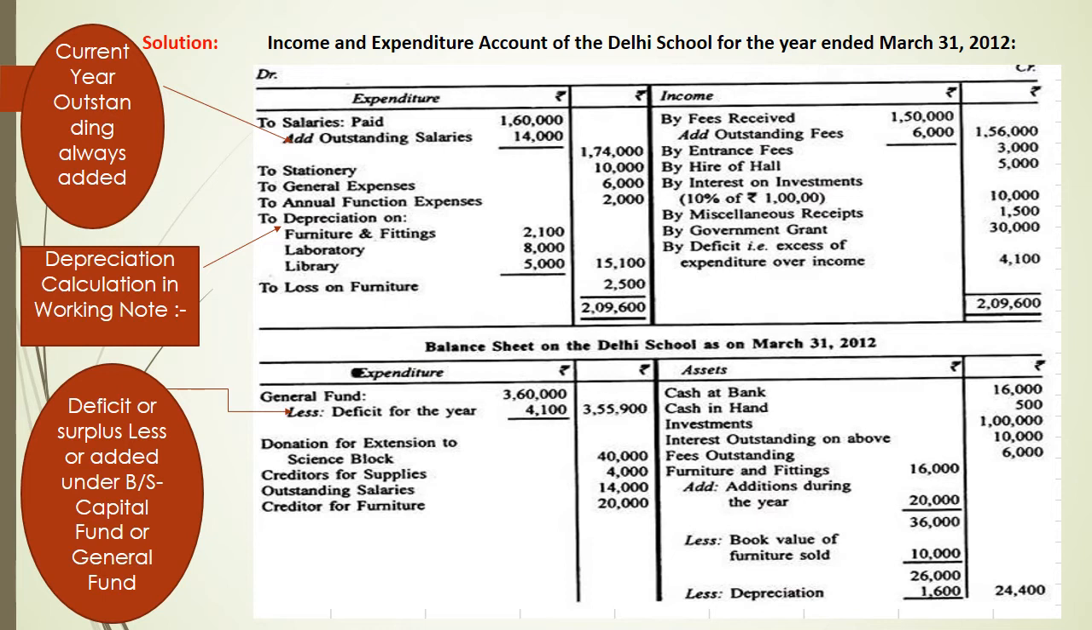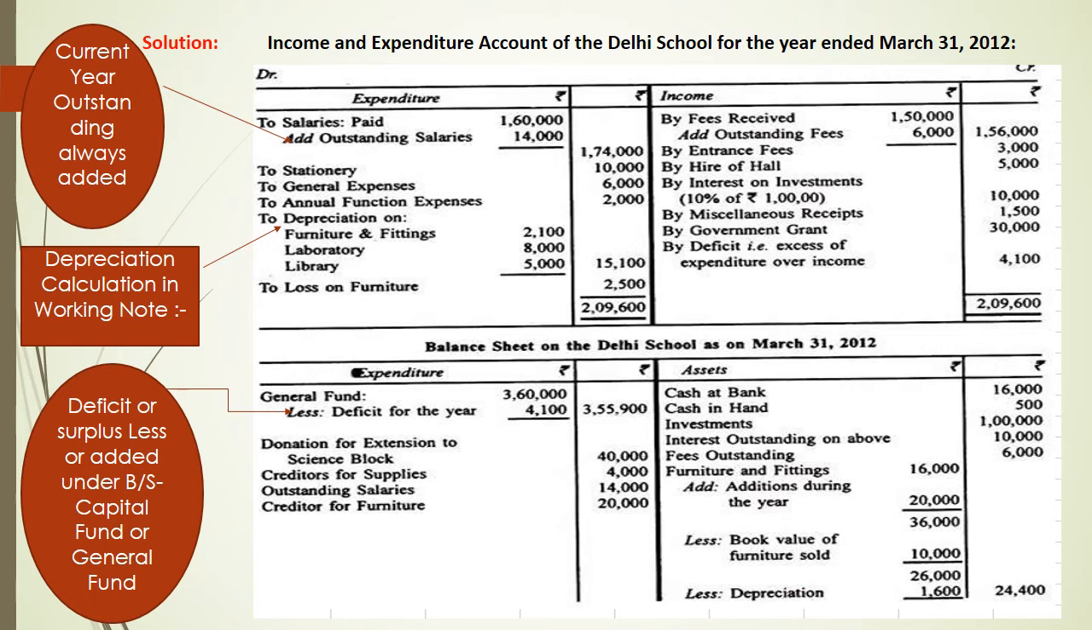All the items should be added on the expenditure side, and the income items should be added on the income side. Once the expenditure and income amounts are calculated, the expenditure amount is more than the income amount, so the deficit is 4,100. It means the expenditure is more than income. So this is a loss of the organization, and the loss is to be deducted from the general fund.